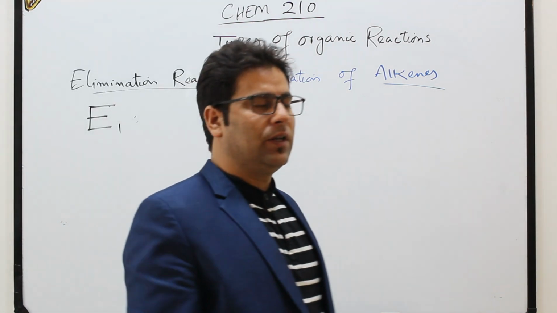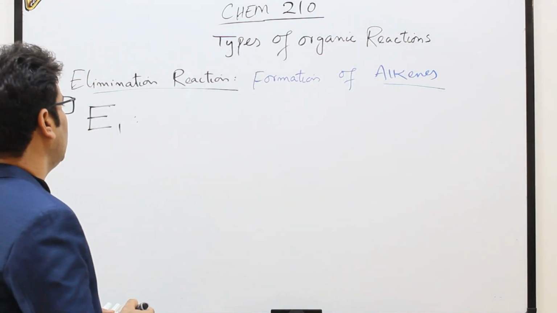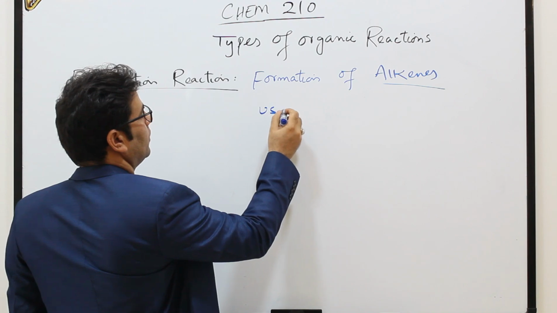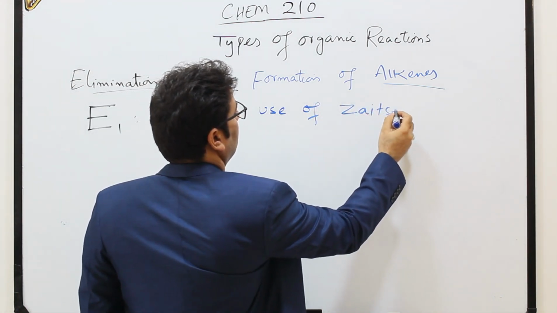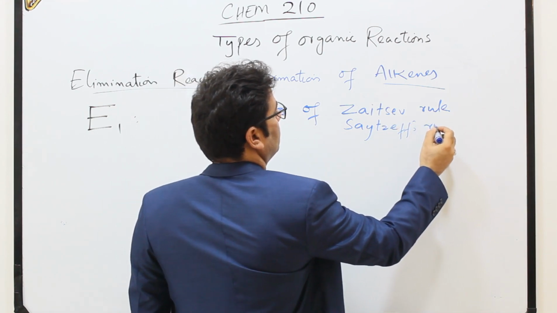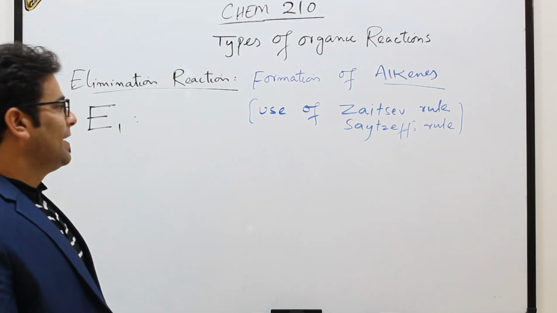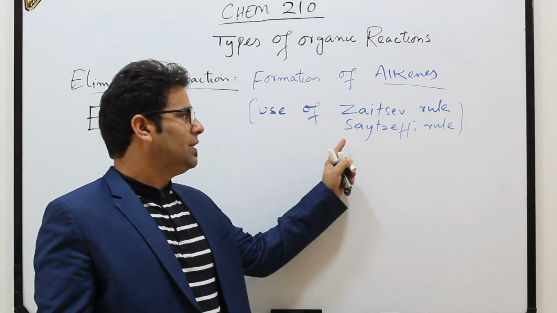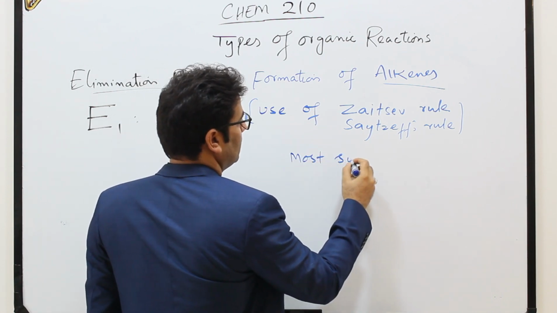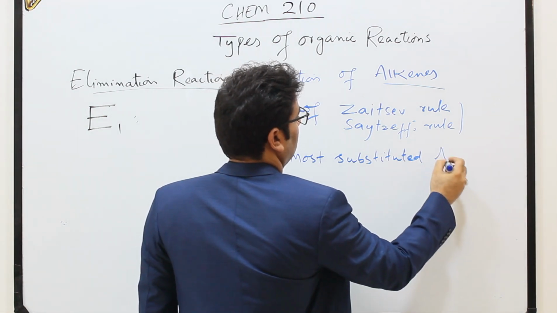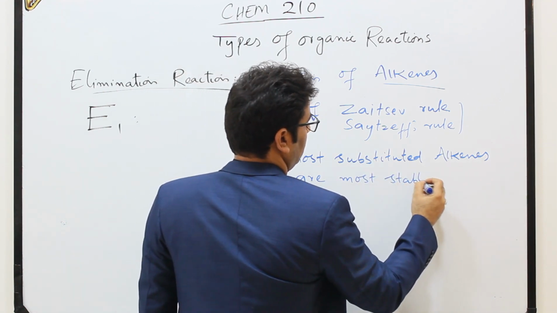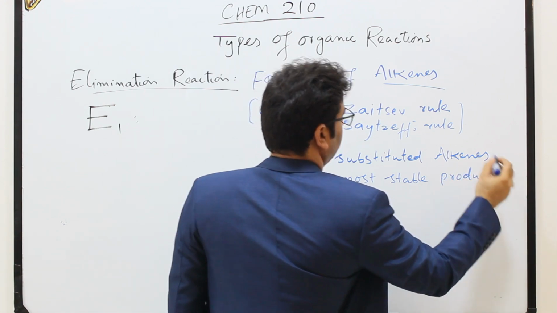Before starting the mechanism of E1 elimination reaction, we have to go through a rule which is very important for this reaction, that is the use of Zaitsev's rule, also called Saytzeff's rule. Before starting any example, we must know what Zaitsev's rule is. It says the most stable, most substituted alkenes are the most stable products.